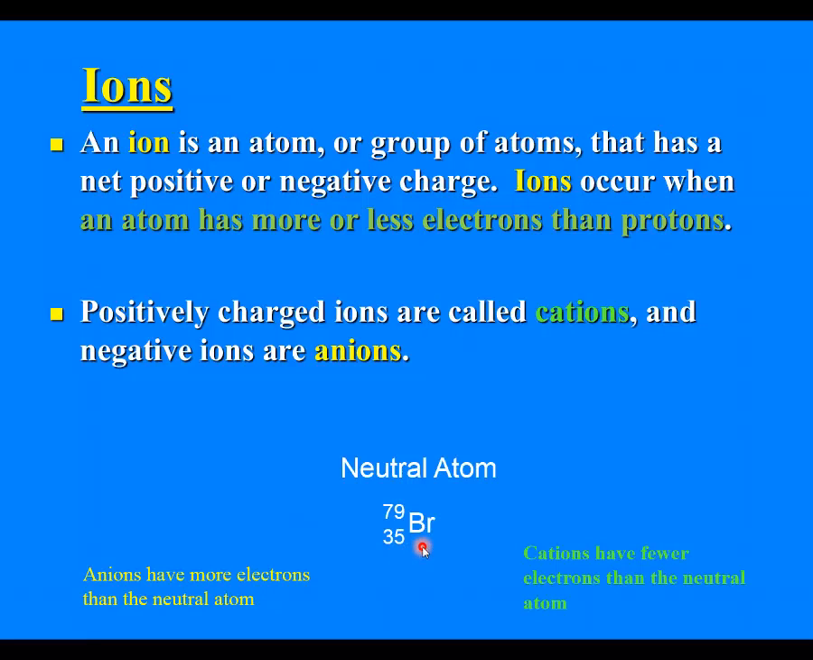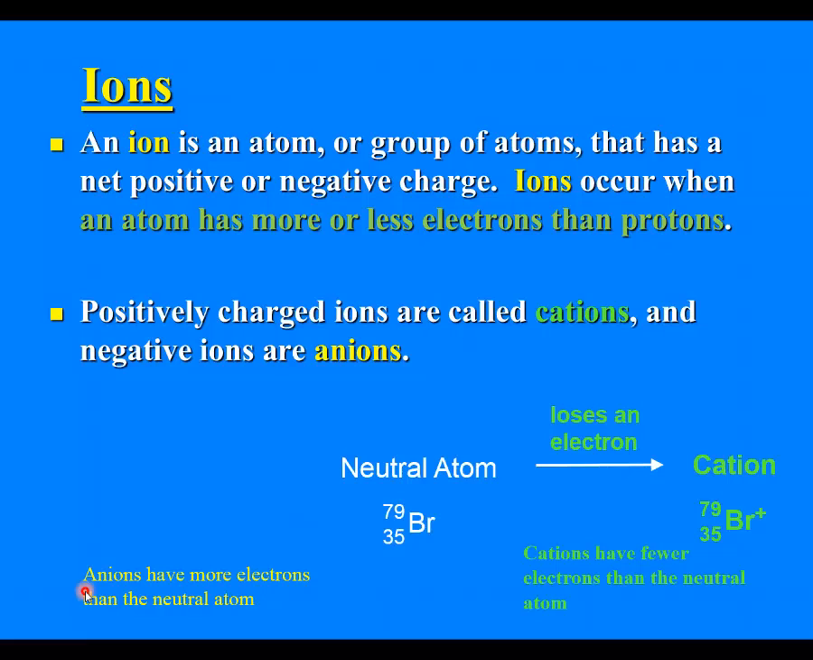So if we have the bromine atom, if we were to lose electrons, we'd form a cation that's positively charged. So if we have less than 35 electrons, it would form a cation. If we gained electrons and end up with more than 35 electrons, we'd get an anion that was negatively charged. Now, bromine, just so you're aware, doesn't readily lose electrons. It usually will gain them to form anions.